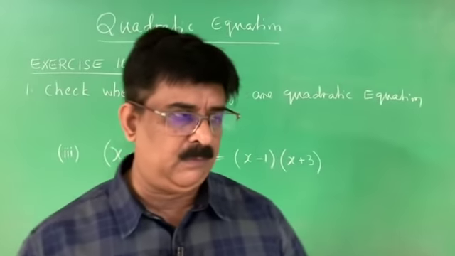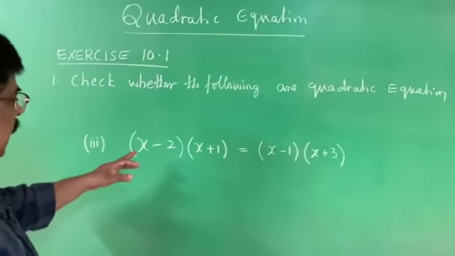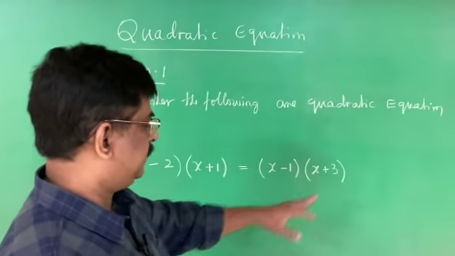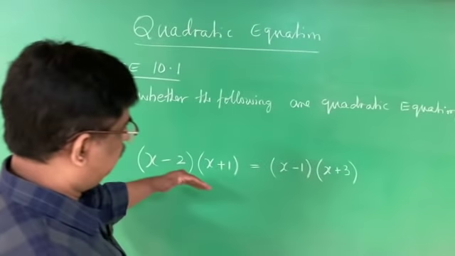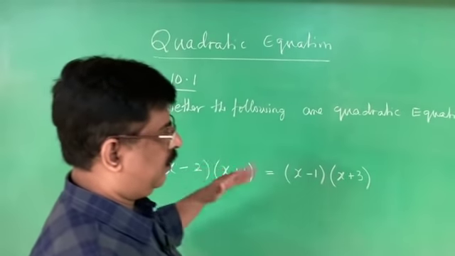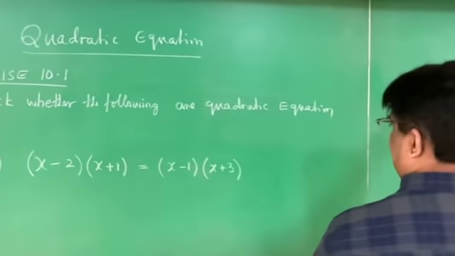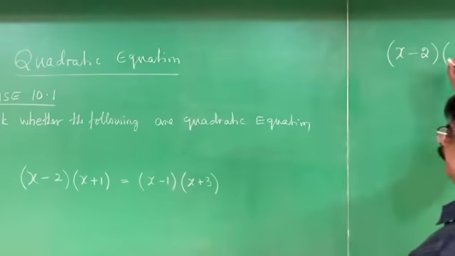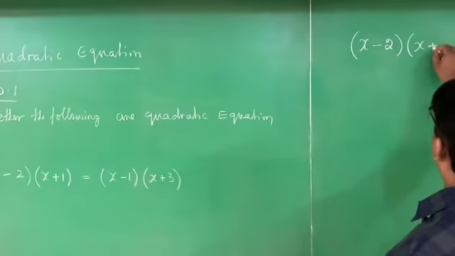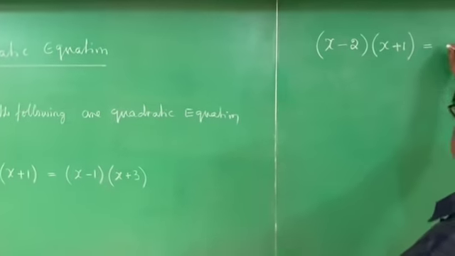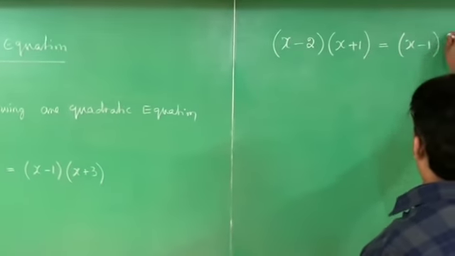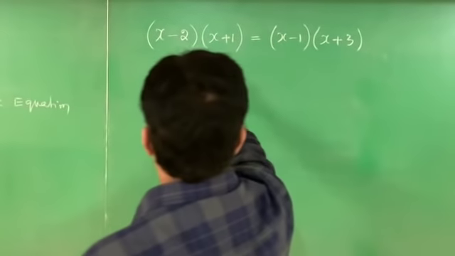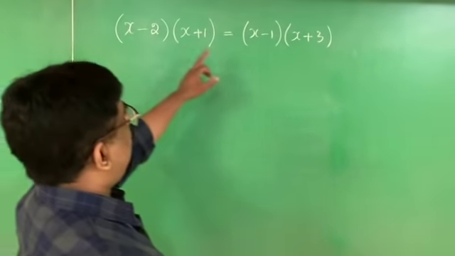I completed two problems. The third problem is (x - 2)(x + 1) = (x - 1)(x + 3). We have to identify whether this equation is a quadratic equation or not. I solve it like this. First I write the problem: (x - 2)(x + 1) = (x - 1)(x + 3). When you see the LHS and RHS, both are binomials.